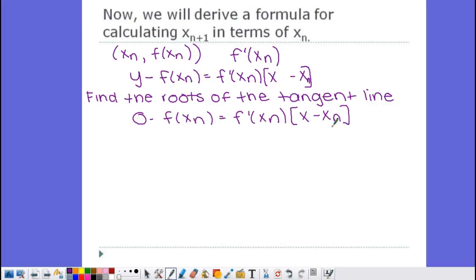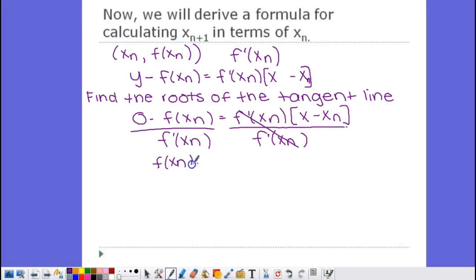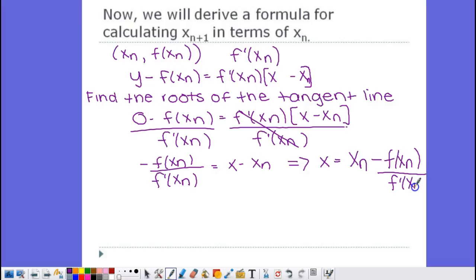If I wanted to get x by itself, what would you probably start by doing? Divide by f prime of x_n. The last thing we'd have to do to solve would be to add over the x_n. You keep the negative on the bottom, on the left side. Be cautiously aware that this f prime of x_n isn't under the x_n. This is like a whole number minus a fraction.